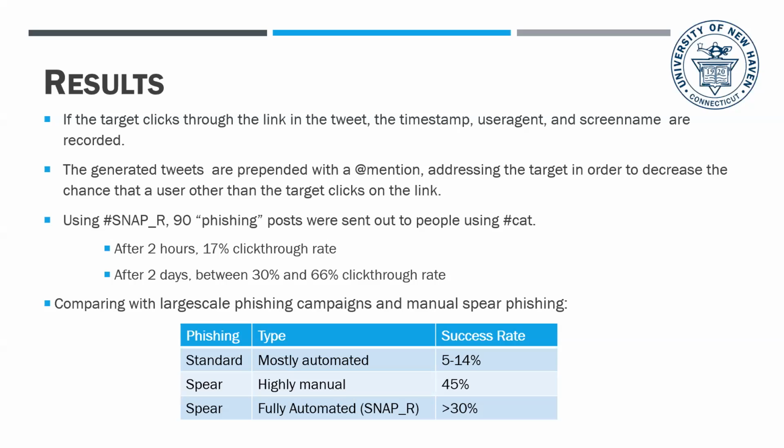Comparing the stats of large-scale phishing campaigns with Snapper, as shown in the table, standard mostly automated phishing has a success rate of 5 to 14% click-throughs. A spear and highly manual phishing campaign has a success rate of 45%, and a spear and fully automated phishing attack using Snapper has a click-through rate of more than 30%.